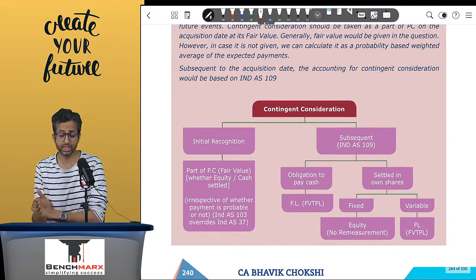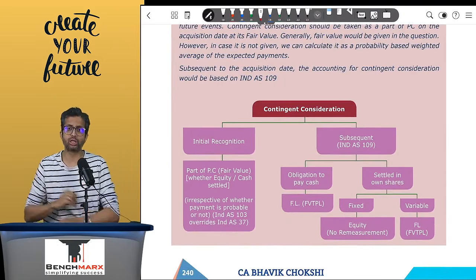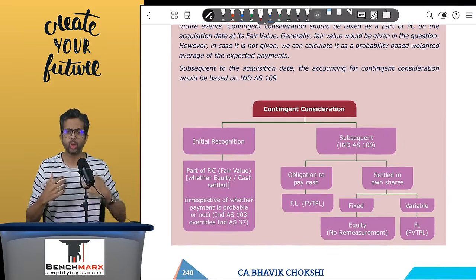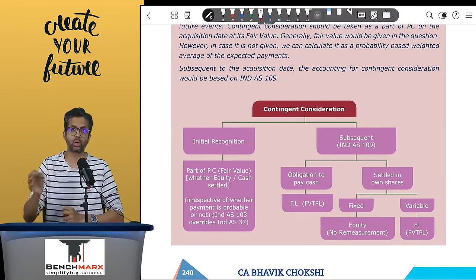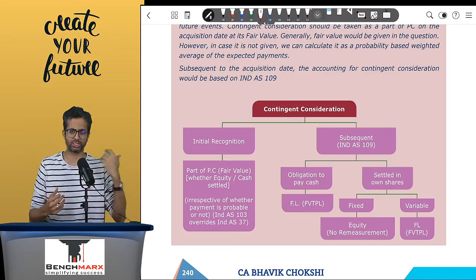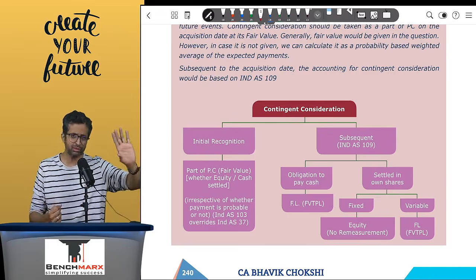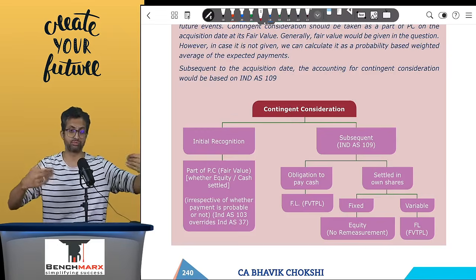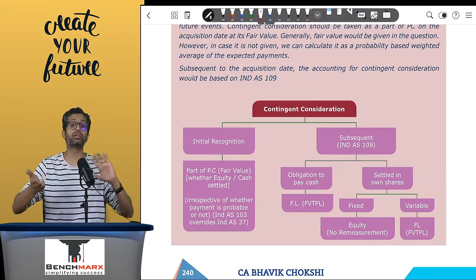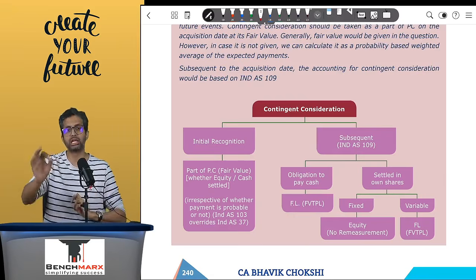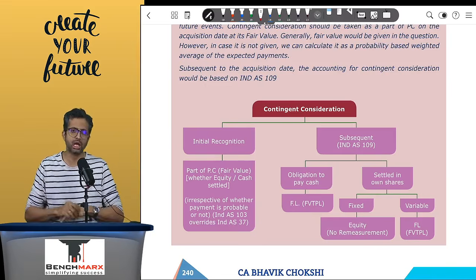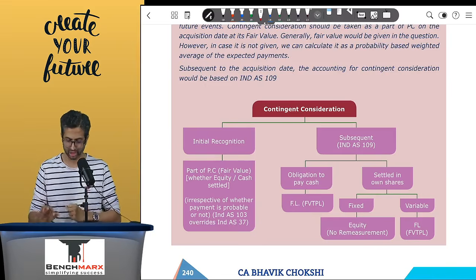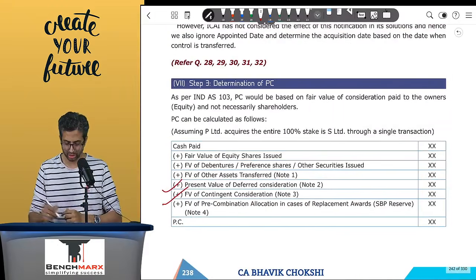So contingent consideration at initial recognition, you will measure it at fair value, and it should be a part of PC irrespective of the classification. Subsequent accounting depends on the classification as per IND 109. If it is a financial liability, that is, an obligation to deliver cash, or settlement in a variable number of the entity's own equity instruments, then your workings will be as per FVTPL. If it is equity, then your workings will be based on the value determined at initial recognition. So this is regarding contingent consideration.